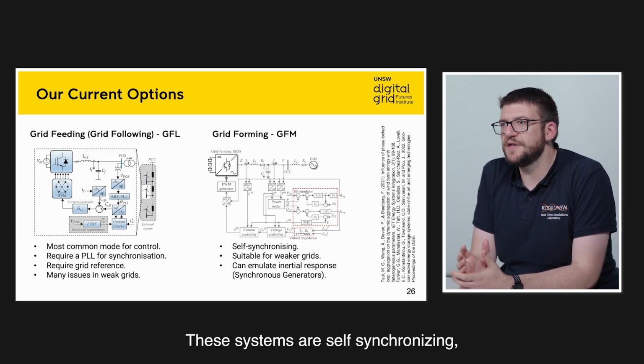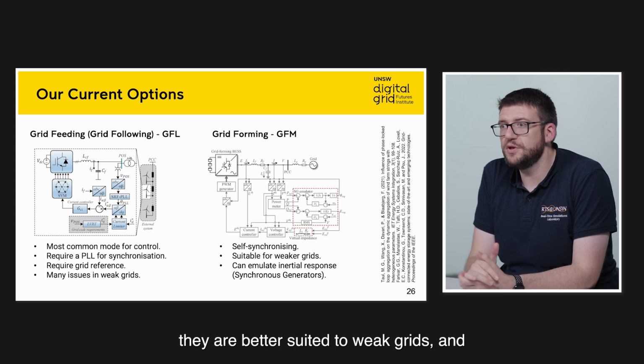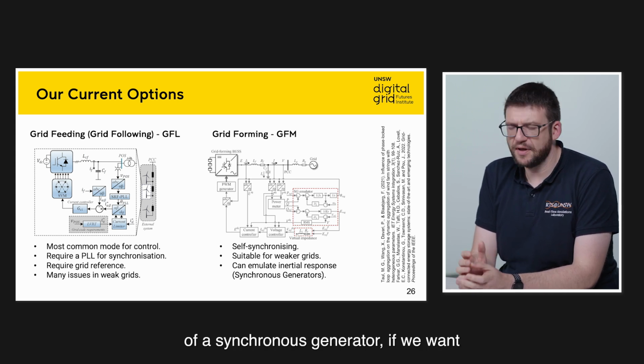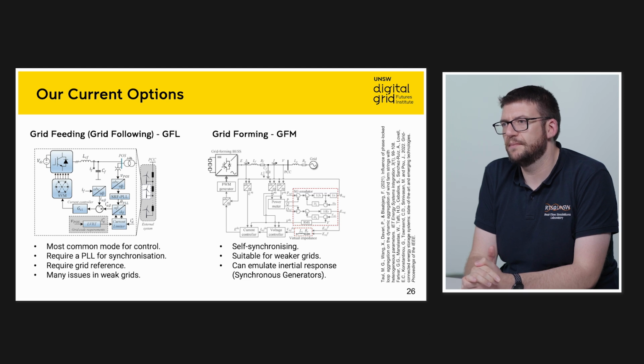The second option, which we will explore later, is what we call grid-forming converters. These systems are self-synchronizing, they are better suited to weak grids, and they can emulate the inertial response of a synchronous generator if we want to achieve this kind of functionality.